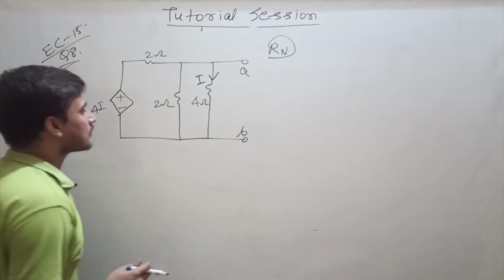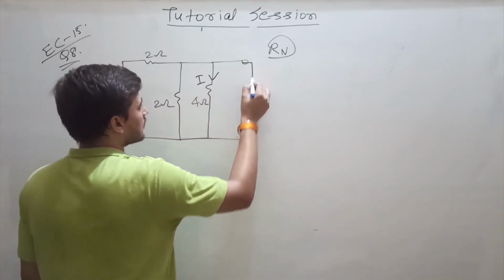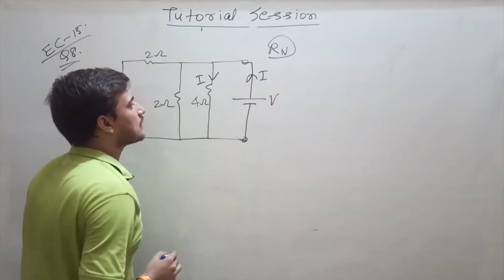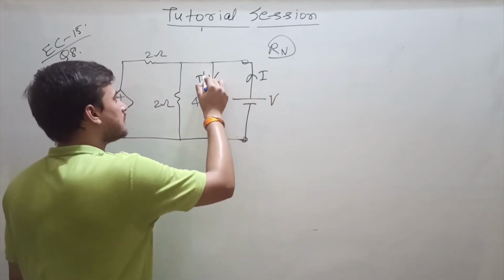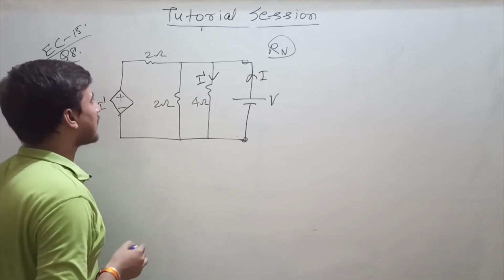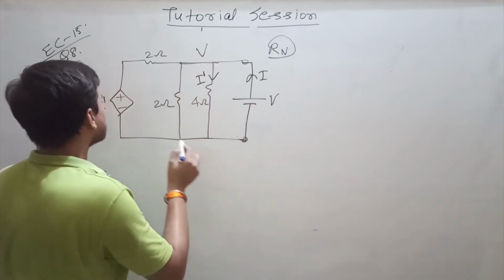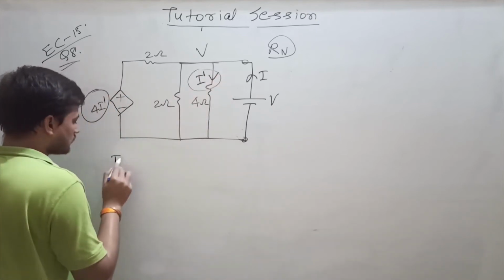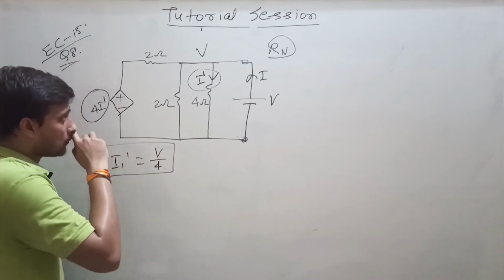To find Norton's resistance, since this is a dependent source, you will have to connect a potential of V volt. The current coming out from this battery will be I. Let us assume this current is I and this current is I dash. This current is also I dash. This potential is V. First, look at the magnitude of the dependent source. You will have to write the equation for I dash. I dash will be equal to V divided by 4.